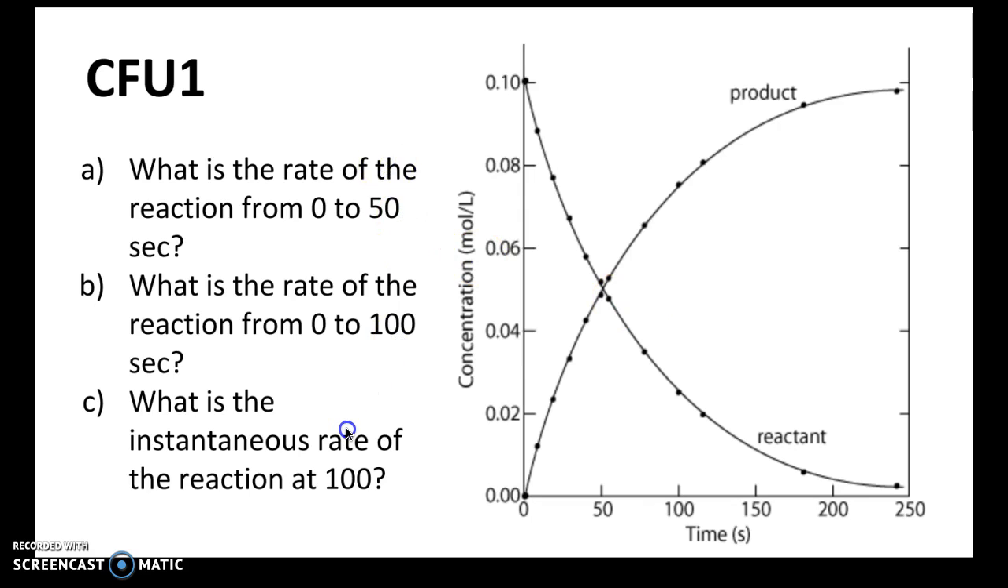All right, you do that for all three of these, but for the instantaneous rate, you would draw a tangent line, a line tangent to the curve, and then take the slope of that line. All right, pause the video now. When you press play again, the answers will be revealed.